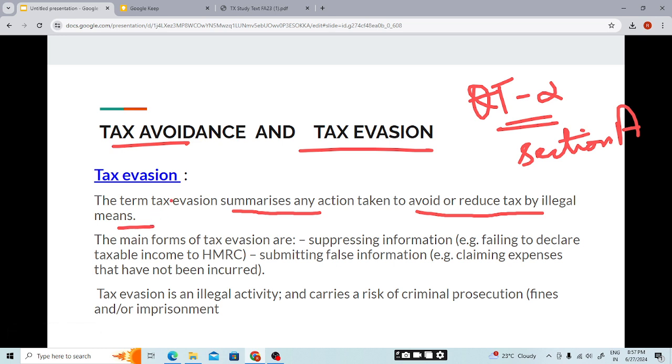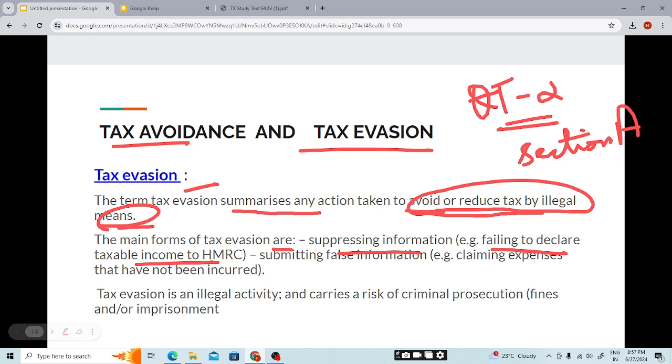So what does tax evasion mean? Tax evasion means avoiding or reducing taxes by illegal means. The main forms of tax evasion are suppressing information, for example failing to declare taxable income to the HMRC. You are earning £10,000 and you are telling HMRC that you have not earned any income. Another is submitting false information, for example claiming expenses that have not been incurred. Tax evasion means you're hiding your income source so that you need not pay your tax.